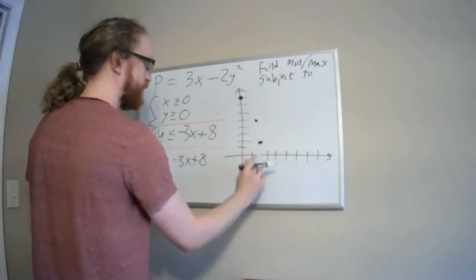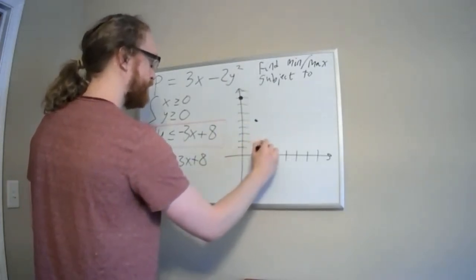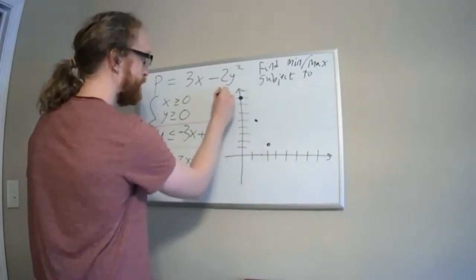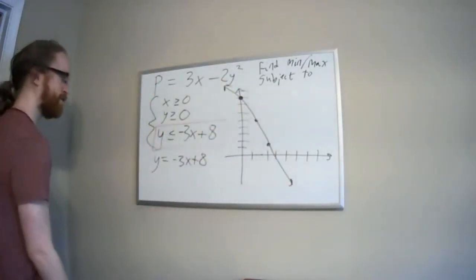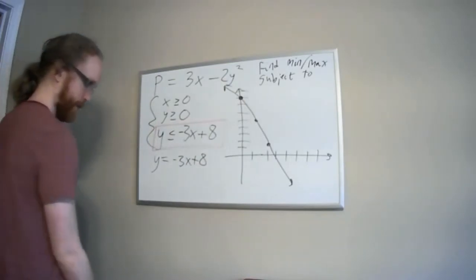I think my scale is off, which is why I'm kind of thrown off here. How about we do this? That looks better. Okay, so my line does something like this. It has a slope of -3 and it has a y-intercept of 8.